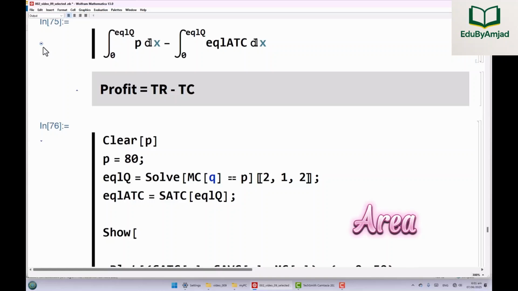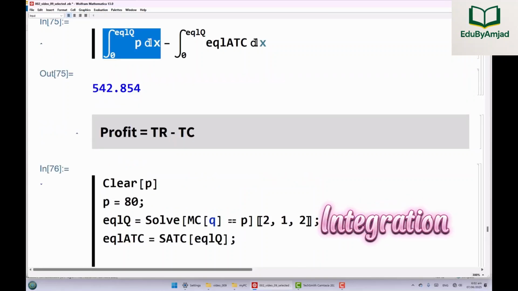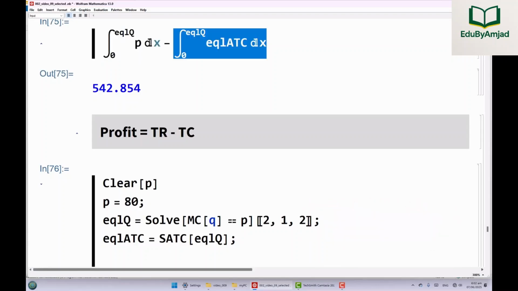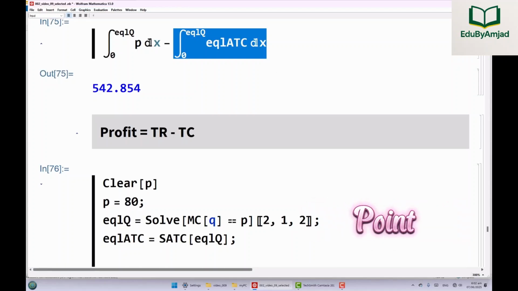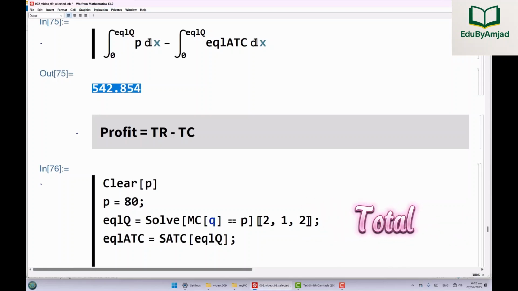Here we find the area or profit through integration. The first part of the integration is the area under the price line till the equilibrium quantity. This is total revenue. The second part of the integration is the area under the line determined by the point of intersection of the perpendicular from the equilibrium point to the average total cost. It is the yellow shaded area, which is total cost. The difference of these areas is the total profit, which again is 542.85.